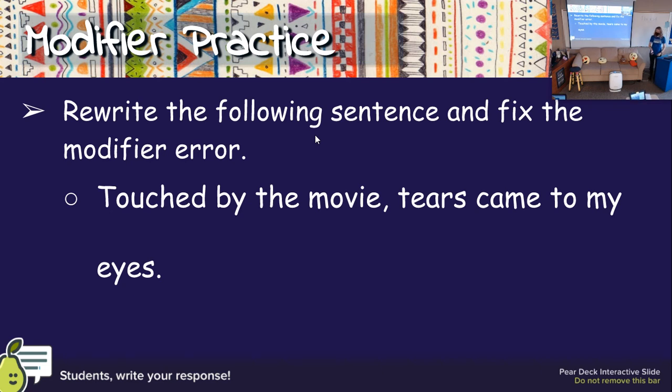All right, this is looking a lot better. So again, our two fixes, this is our dangling modifier. Right now, it's sounding like tears are the ones that are touched by the movie. But it's not, right? It's I that is touched by the movie. So we can add I and a verb to that beginning phrase to make it a clause. So since I was touched by the movie, tears came to my eyes. I was touched by the movie, comma, so tears came to my eyes. Or we could add it after the comma. Touched by the movie, I started to get tears in my eyes.